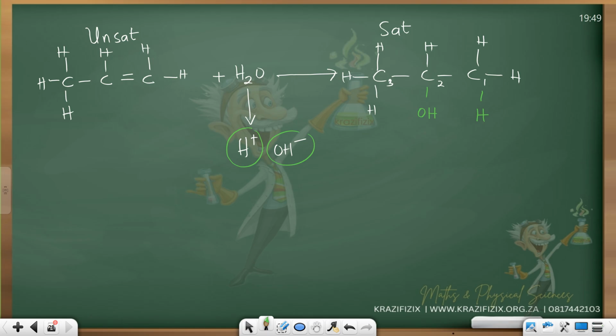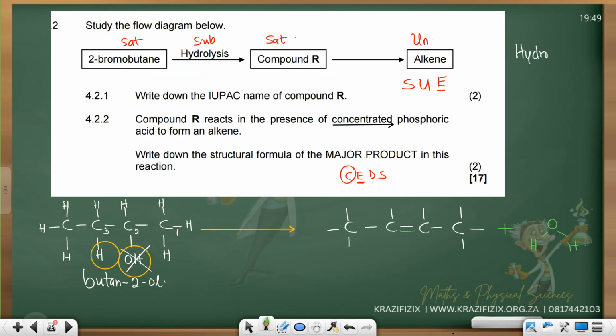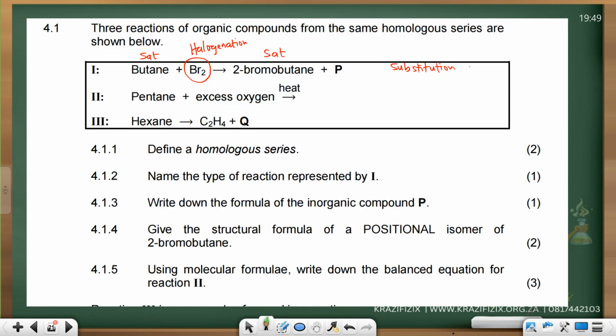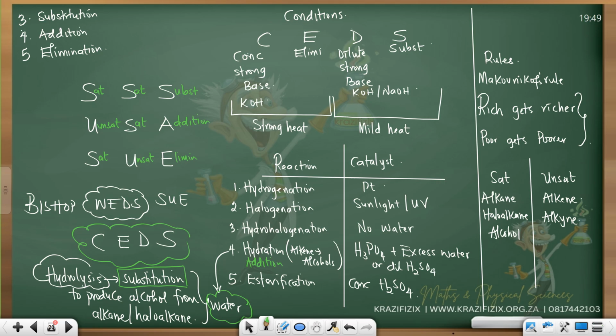That's what I would like to share with you. Your answers lie on this page. You need to study this page. That page answers all your questions on organic reactions. I hope it made sense. I hope we're able to help.